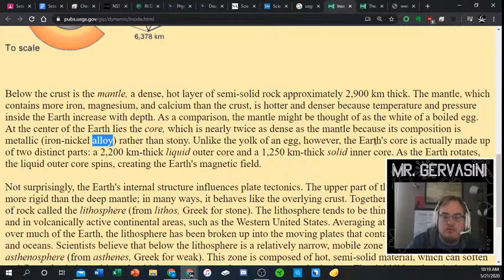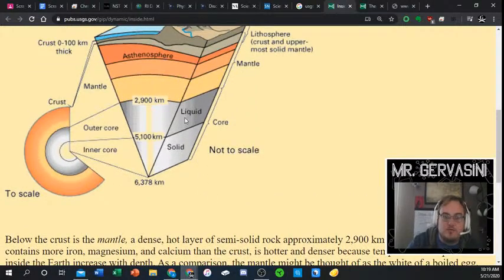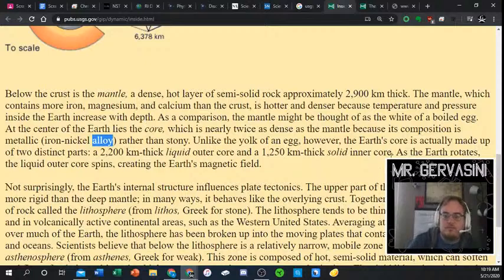Unlike the yolk of an egg, however, the Earth's core is actually made up of 2 distinct parts. So this is just the total thickness. This isn't the actual depth. The depth is in the diagram up here. I would use this to help you do even the outer core too. The liquid outer core, solid inner core.